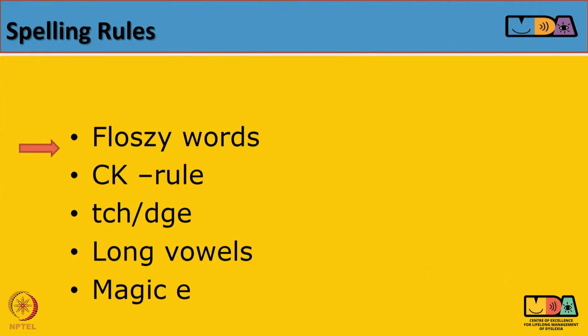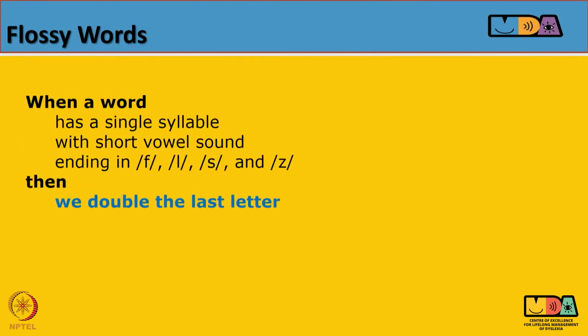As you know, English is a complicated language and not all the words are phonetic. The children will find it difficult, and to make it easier for the child to learn the spelling, we have rules to help the child learn. The Flossie rule is one such rule which will help the child to learn the spelling of certain words. The rule goes like this.